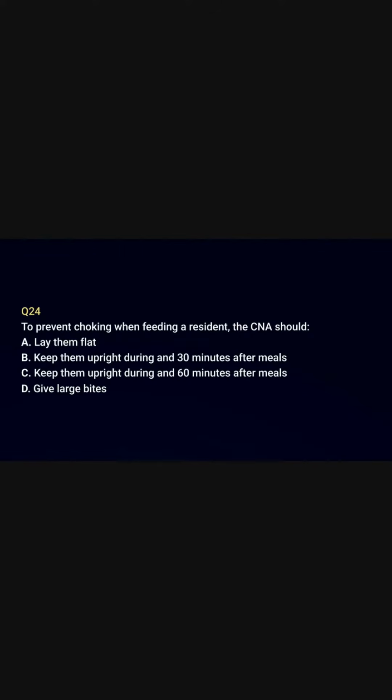Question 24. To prevent choking when feeding a resident, the CNA should: A, lay them flat; B, keep them upright during and 30 minutes after meals; C, keep them upright during and 60 minutes after meals; D, give large bites.